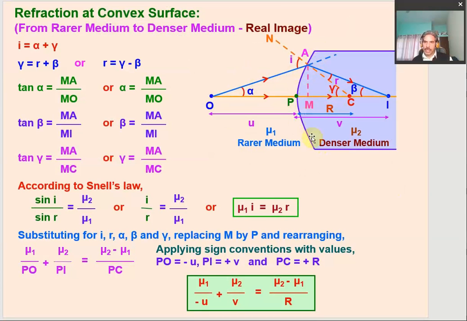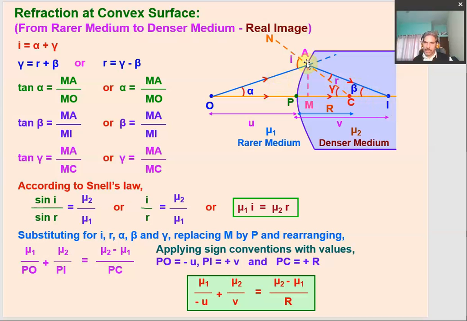On the convex refracting surface, this light ray undergoes refraction and it bends. A convex spherical refracting surface will always try to bend the light rays coming from an object in the denser medium. It will try to bend these rays towards the normal and towards the principal axis, and it meets the principal axis at some point I. So this is the incident ray, this is the refracted ray.